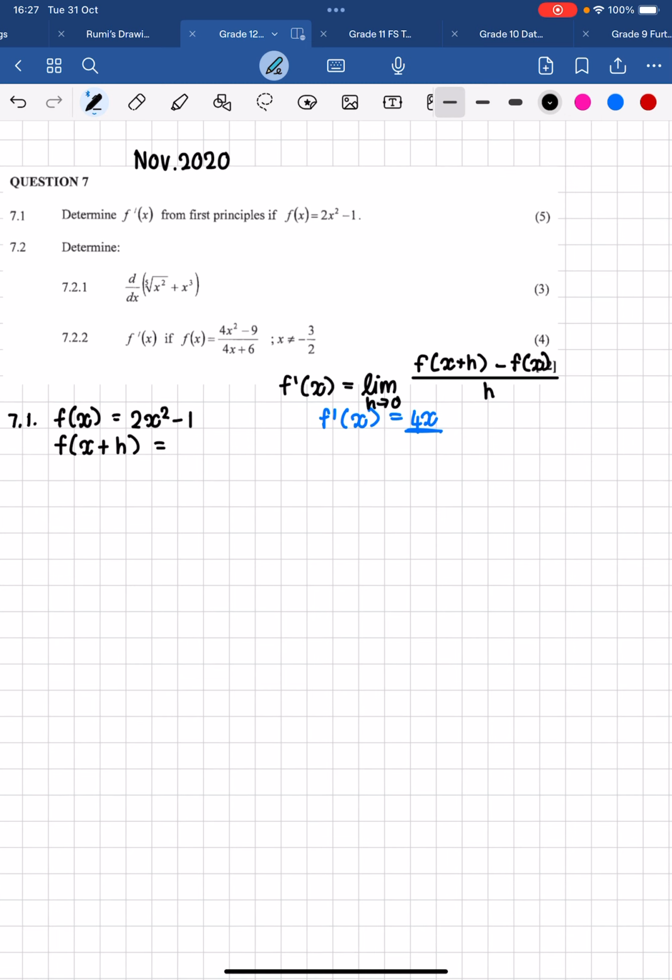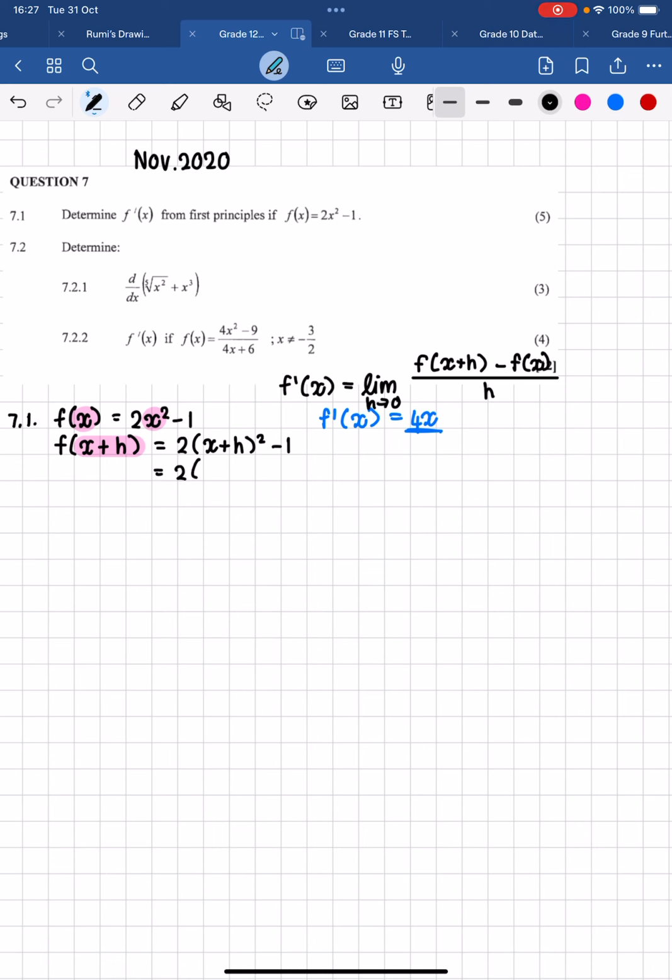So we have f of x, we need f of x plus h. That is why I'm going to calculate that. How we do this is we just replace the x in the original function with an x plus h, and then we simplify it. So I'm going to have 2, and then instead of x squared, I'm going to have x plus h squared minus 1. Now I need to multiply these brackets out.